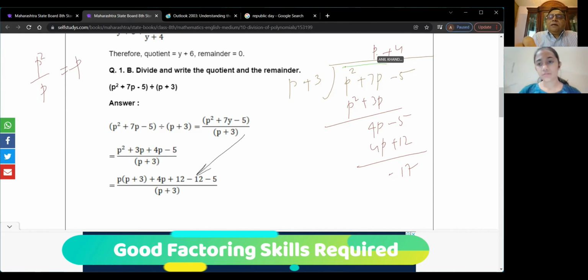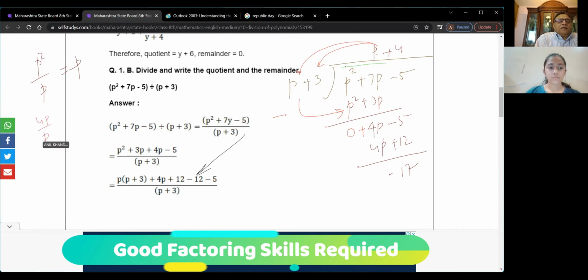Now multiply p with both the terms. Once you do that, you write here p square plus 3p. Is that clear to you? Okay. Now you take away. So when you take away, p square minus p square is 0, right? And then 7 minus 3 is 4p. Now you have to divide 4p minus 5. Think about 4p dividing by p. What you get? You get the number 4, correct? So that 4 comes here.